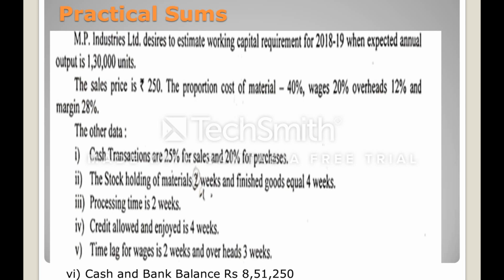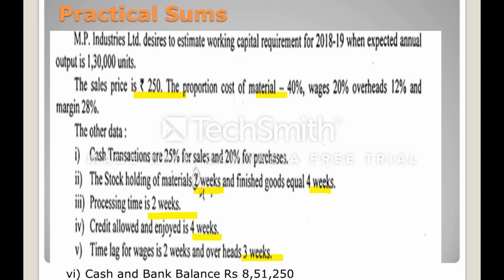So you can see here, friends, each adjustment is given in terms of weeks: 2 weeks, 4 weeks, 2 weeks, 4 weeks, 3 weeks. So every piece of information is in terms of weeks. If it is in terms of weeks, I'm going to find out how many units are produced per week. Okay. Second, the selling price is given in terms of rupees. For 1 unit it is 250. How much is the cost?